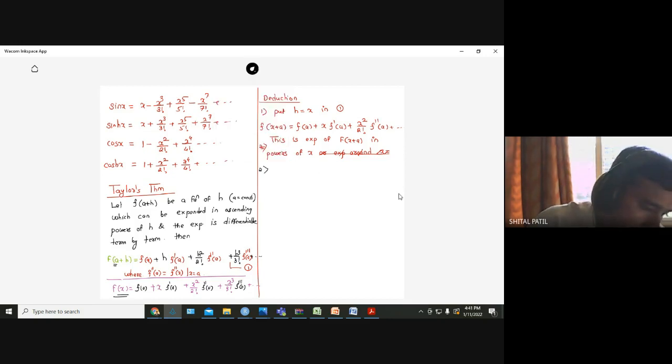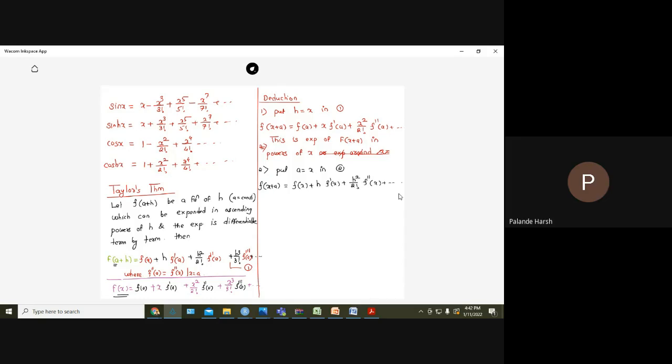Second, replace a by x. And we'll understand what is the use of all these things. So f of x plus h equal to f of x, plus h f dash of x, plus h square divided by 2 factorial, f double dash of x. So there should be h.